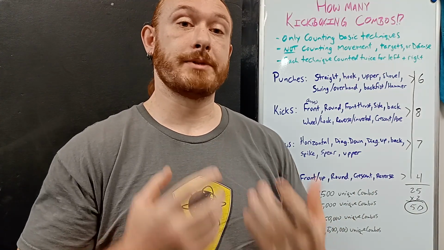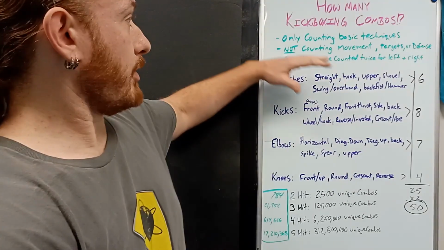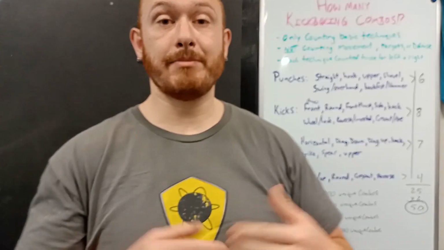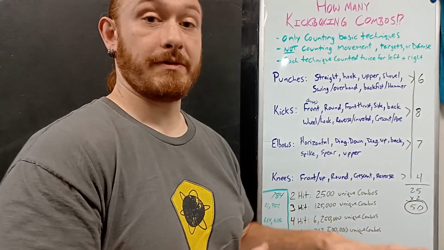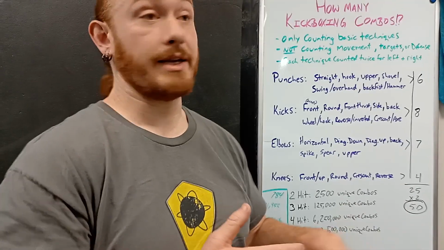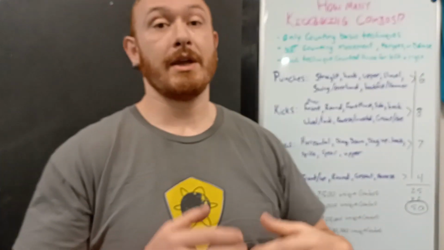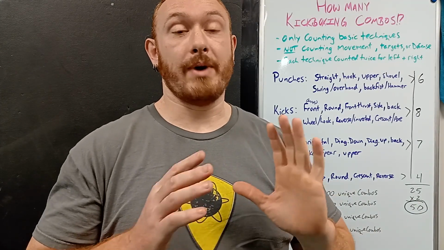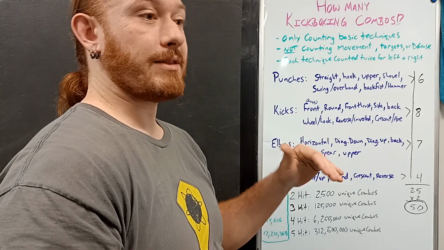So I decided on some simple techniques and a couple of simple parameters. The first parameter is only counting basic techniques, meaning techniques that you just do from your stance, not even specifying stance, not even specifying lead. The other thing is we're not going to be counting movement, targets, or defense. You absolutely can and should eventually do that, but for the sake of simple math, we're discounting that.